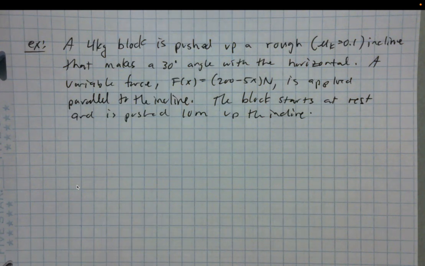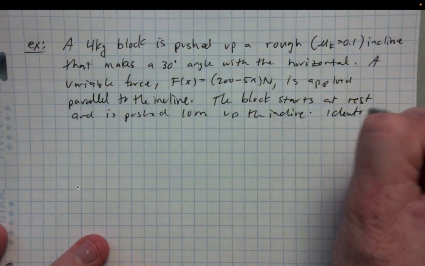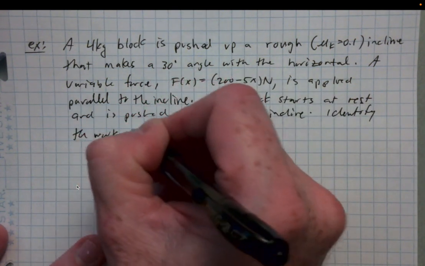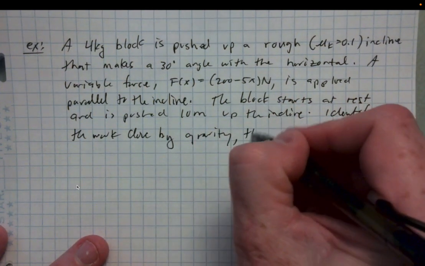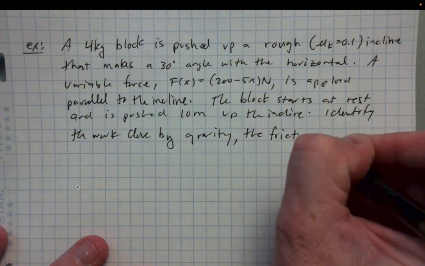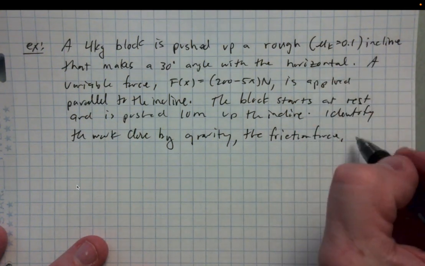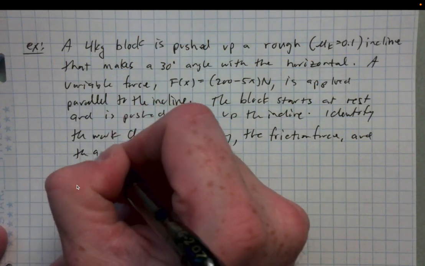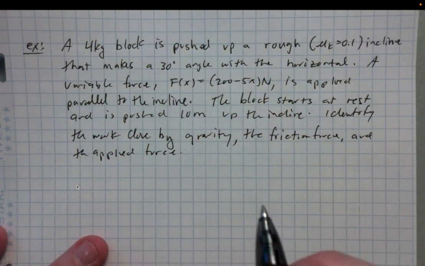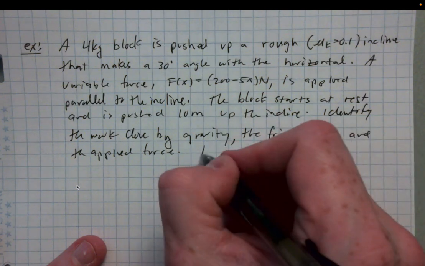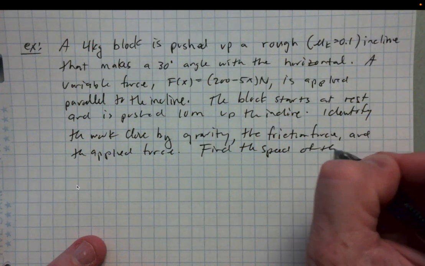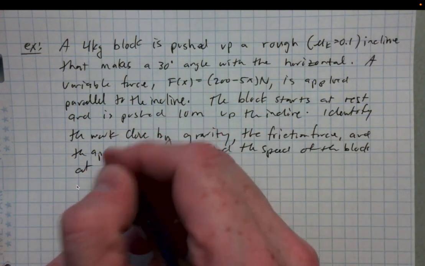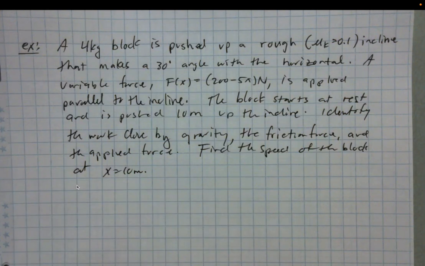Okay, identify the work done by gravity, the friction force, and the applied force. Okay, and then after we've done all that, let's find the speed of the block at x equals 10 meters. Okay. All right, so kind of a lot of words there.